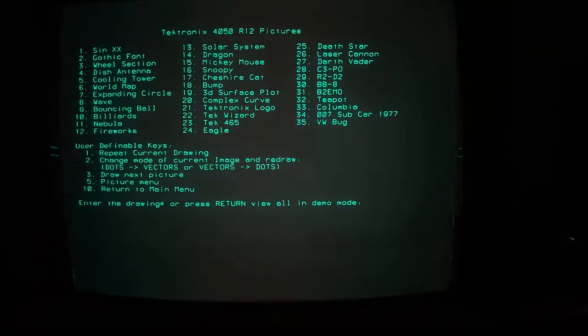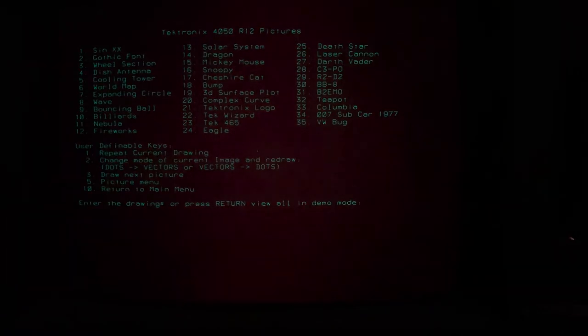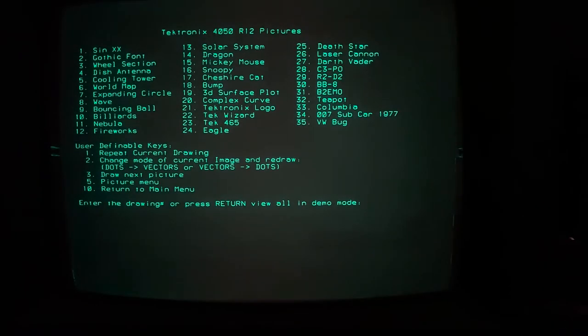The other ones are from the Tektronix 4050 R12 demo tape that I recovered. And so they're original content from Tektronix from the early 80s. Let's start the demo. And all I have to do is hit return, and it will be about a 5 second pause between each of the pictures after they're drawn.